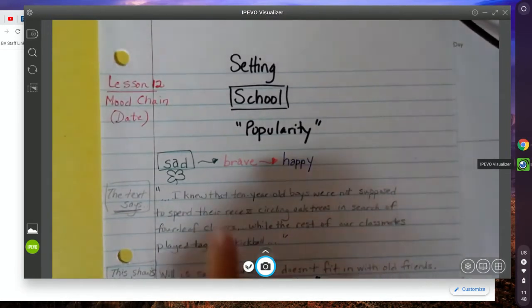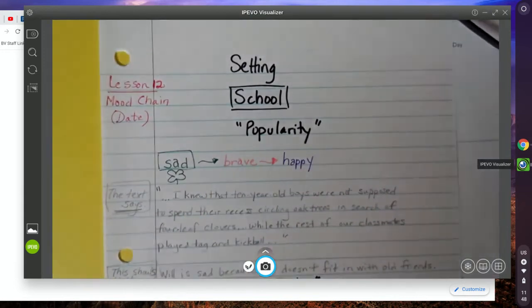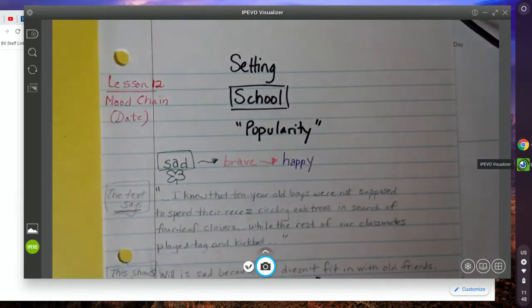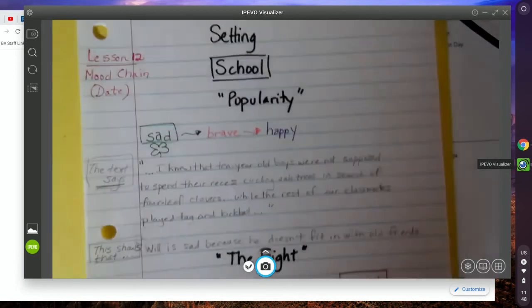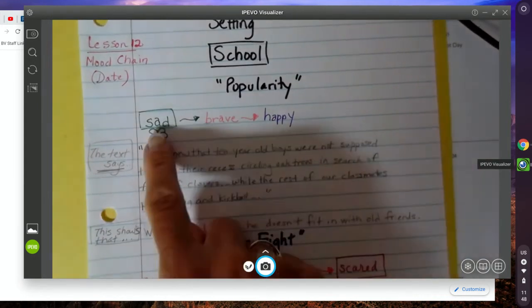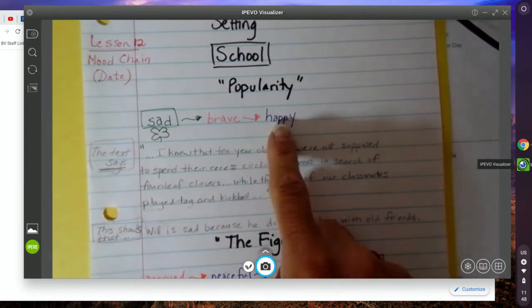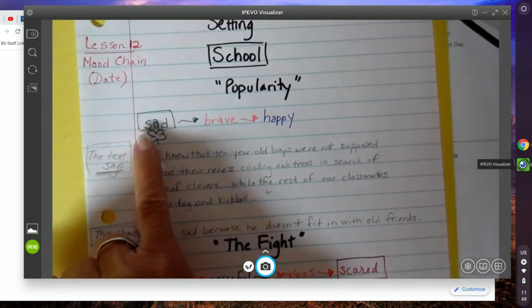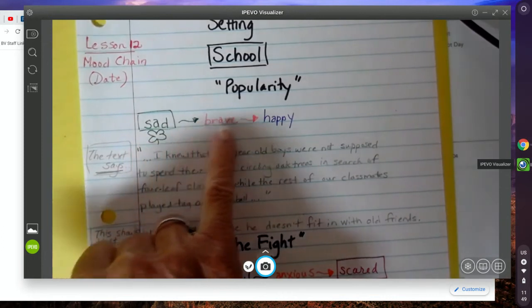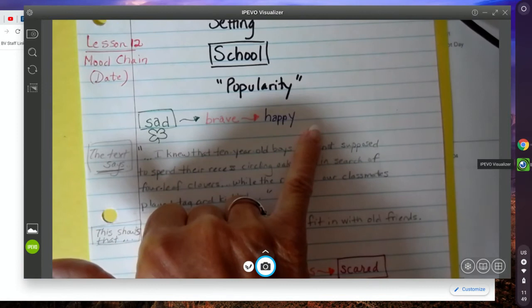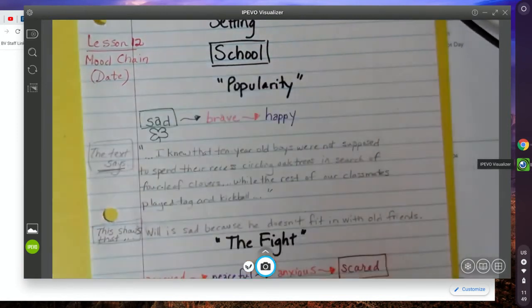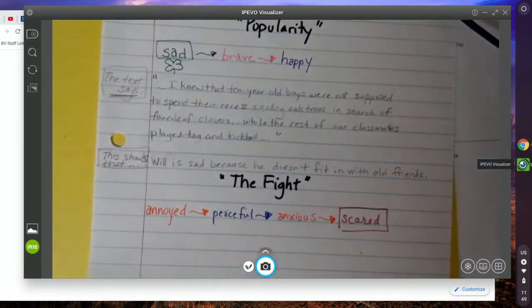And I know some of you are thinking, well, those are also traits, which is true. All right. But sometimes that can overlap into the feeling, the general feeling for the setting. All right, so this whole thing is called a mood chain. In other words, it doesn't stay the same. It's not a sad mood through the entire story. It goes from sad to brave to happy. All right, well, that happens in any book or story.